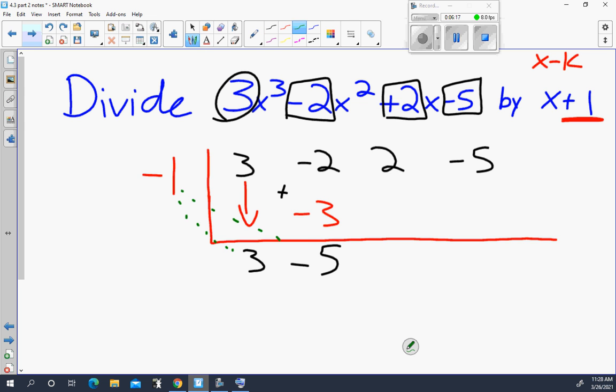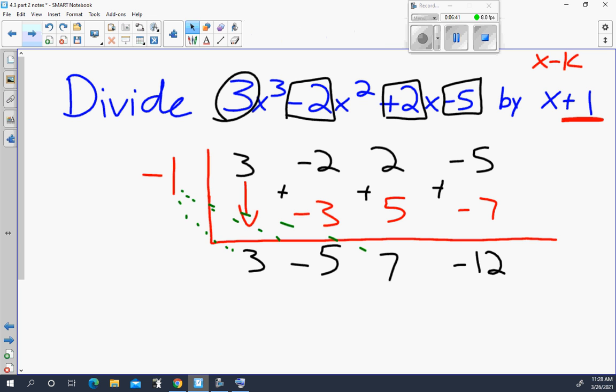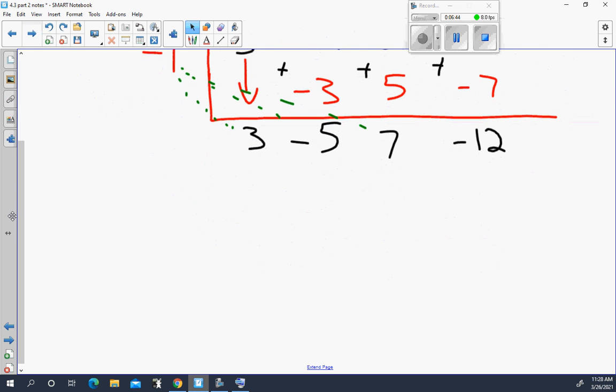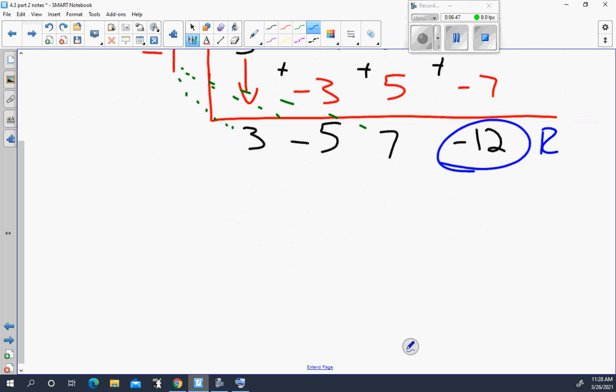Multiply these together. Negative 1 times negative 5 is positive 5. Add these together. What's 2 plus 5? It's 7. Again, same process, multiply. Negative 1 times 7 is negative 7. Add these together, we get negative 12. Remember, the last number is our remainder. So we're going to have negative 12 over x plus 1.